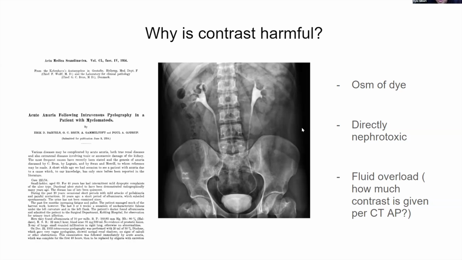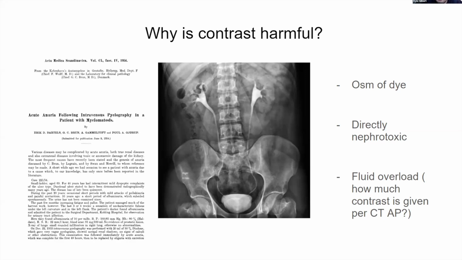So why is it harmful? One thought is the osmolarity of the dye. Back in 1954, it was very high osmolality. Nowadays, it can be closer to our own osmolality, around 300. Iohexol, what we use, is slightly higher than ours, at 320. And potentially fluid overload, right? We're loading these people with contrast.